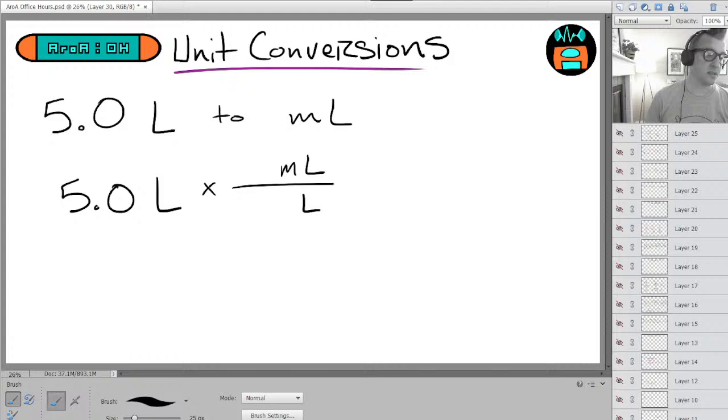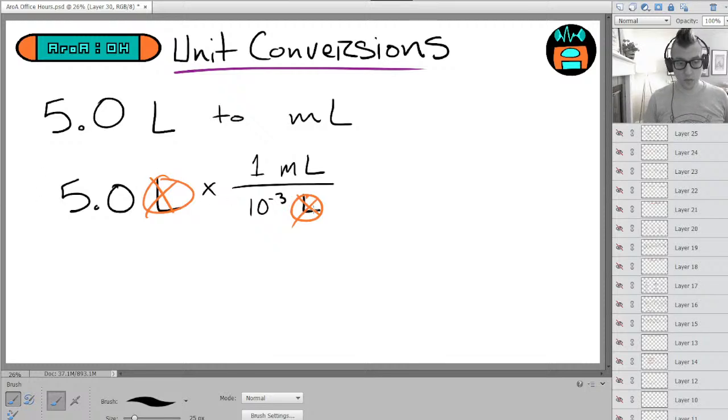And now that we've set those up to cancel, we need to add our unit multipliers. Now, 1 milliliter, milli means 10 to the negative third. So you always put a 1 by your modified unit. 1 milliliter is 10 to the negative third liters. And now liters cancel. We punch this into our calculator.